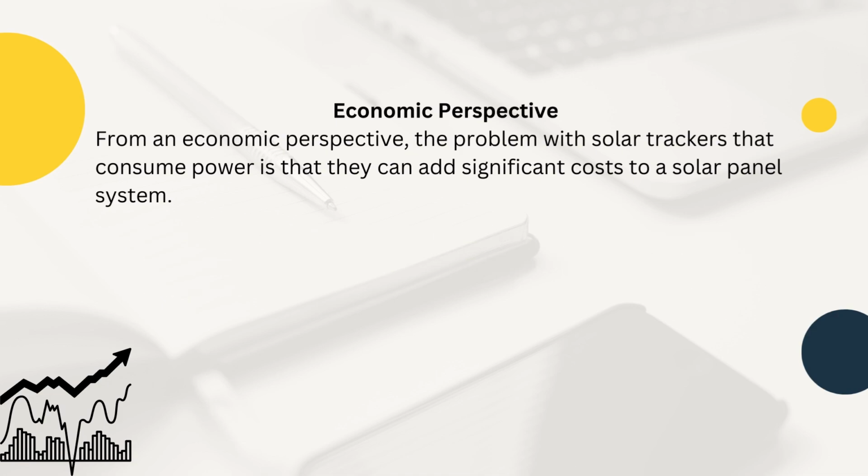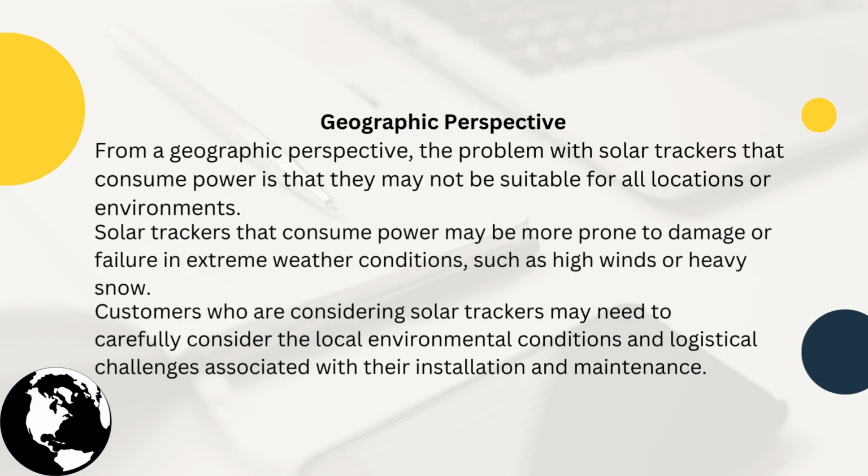From a geographical perspective, the problem with solar trackers that consume power is that they may not be suitable for all locations or environments. Solar trackers that consume power may be more prone to damage or failure in extreme weather conditions such as high winds and heavy snow. Additionally, solar trackers that require regular maintenance or calibration may be more difficult to manage in remote or hard-to-reach locations.